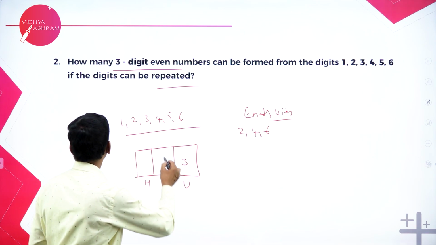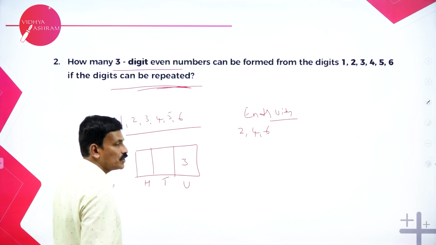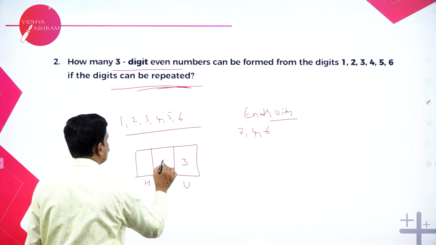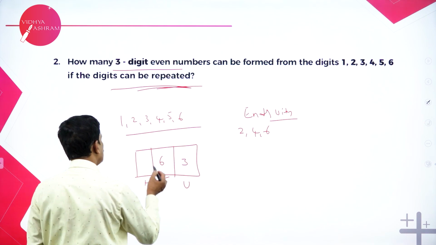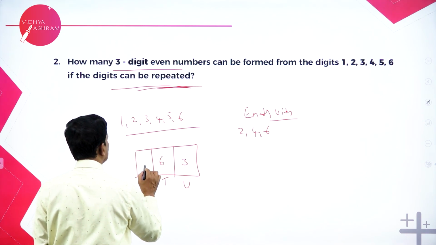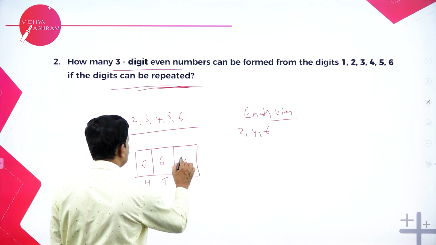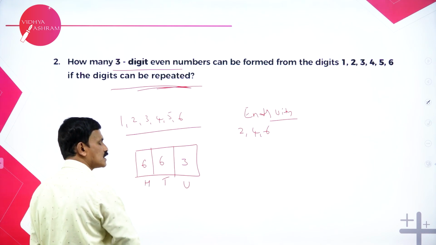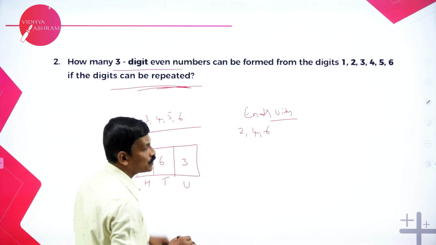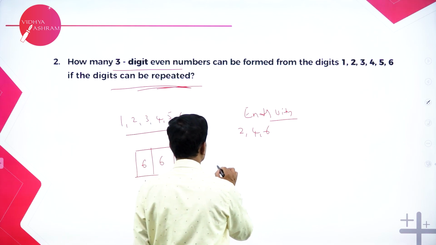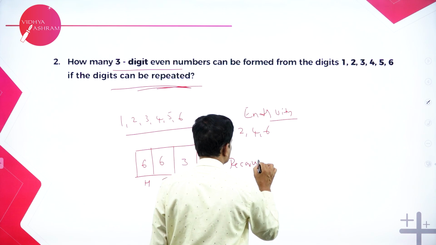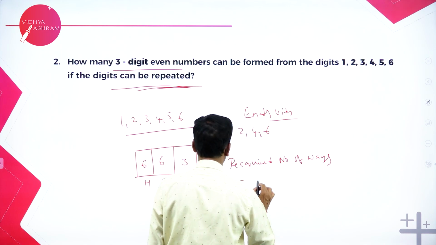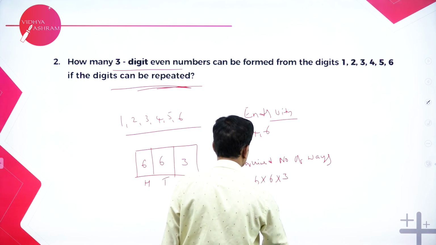And for the remaining places, the digits can be repeated, so repetition is allowed. Then how many numbers are left over? All the 6 numbers can be placed in the 10th place, and all the 6 numbers can also be placed in the 100th place. So the unit place can be filled in 3 ways, the 10th place in 6 ways and the 100th place in 6 ways. Therefore the required number of ways is equal to 6 into 6 into 3.